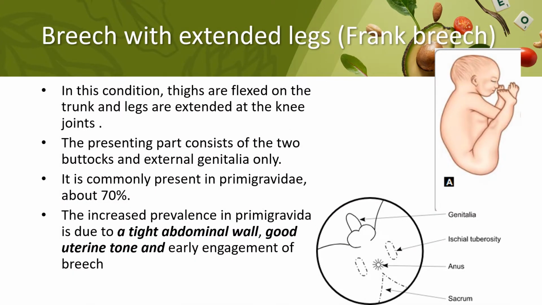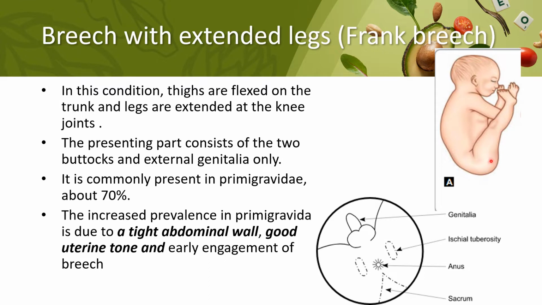Next one is breech with extended leg. Breech with extended leg is otherwise called frank breech. In this condition, the thighs are flexed on the trunk and the legs are extended at the knee joints. Here, this one we call the thighs. Thighs are flexed on the trunk. Then the legs are extended at the knee joints.